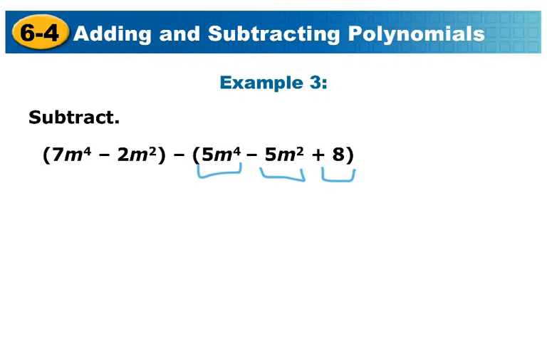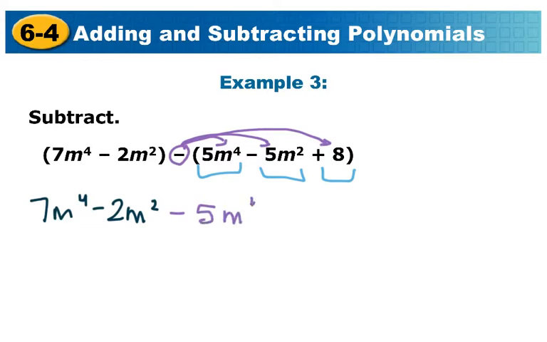And then our last one, as we were just saying before, that negative, or that subtraction, is going to be distributed into every term after it. And so that means our 7m to the 4th minus 2m squared is going to be combined with negative 5m to the fourth plus, because negative and negative makes positive, 5m squared minus 8.